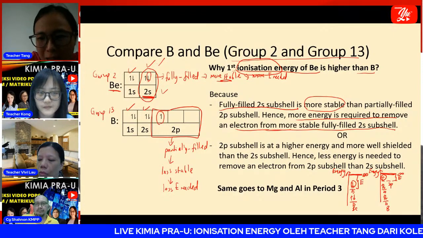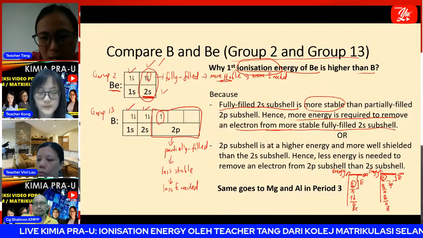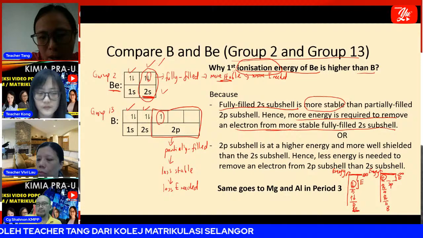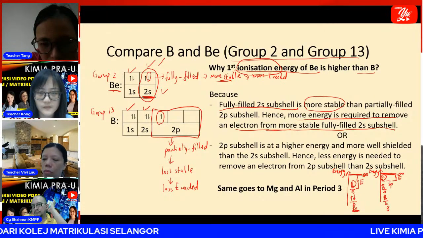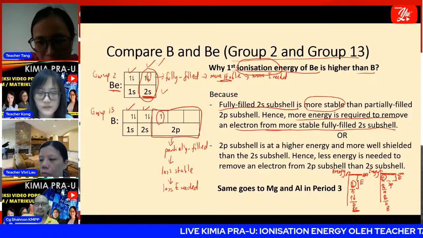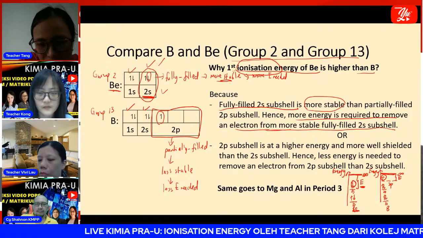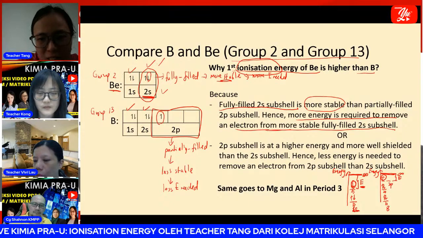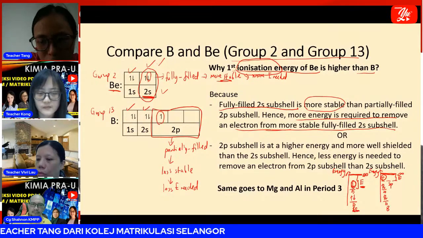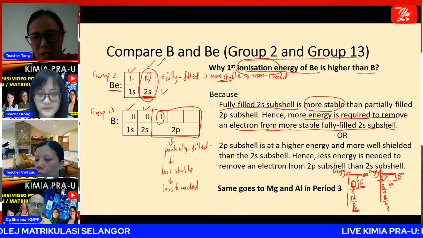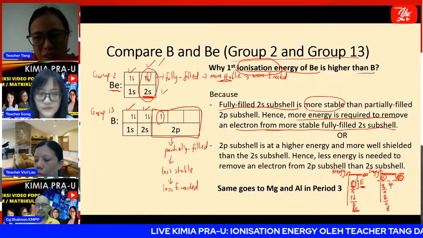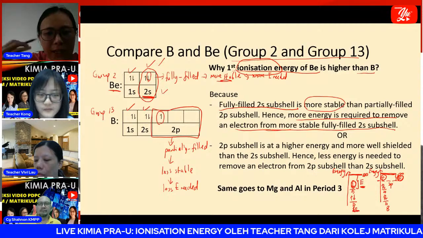So because of that, beryllium will have higher first ionization energy than boron, because the 2s subshell is located at a lower energy level. When located at a lower energy level, more energy is needed to bring one electron to infinity compared to the electron in the 2p subshell of boron. The 2p subshell is located at a higher energy level, so less energy is needed to bring one electron in boron to infinity. So this is the second way to explain it.